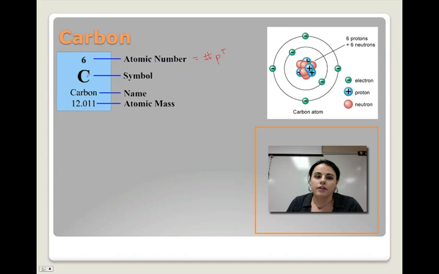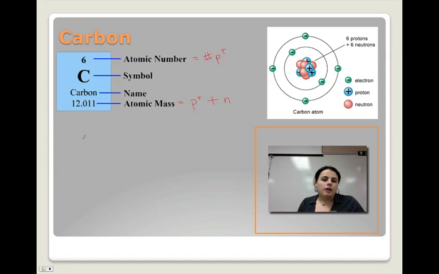There's a symbol. It could be 1 or 2 letters. The second letter always has to be lowercase. Then there's a name, and then we have a number. Your number is rounded to 12, but the actual number is usually in decimal form. To make life easier, we round it. That's the atomic mass. It's also known as the mass number, and it's also known as the atomic weight. The mass number is the number of protons plus the number of neutrons. These two things added up should equal this number.